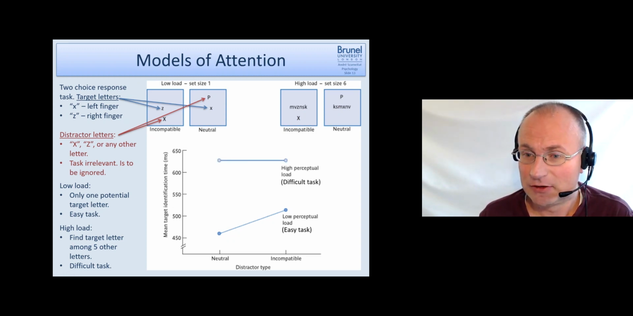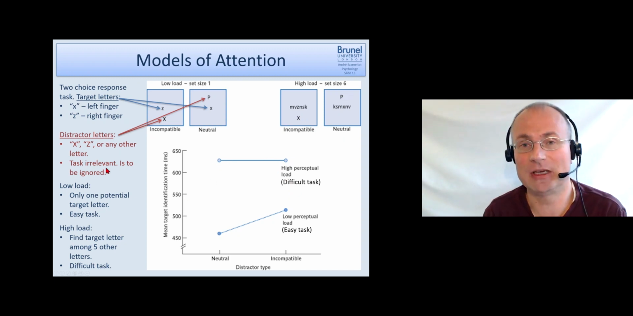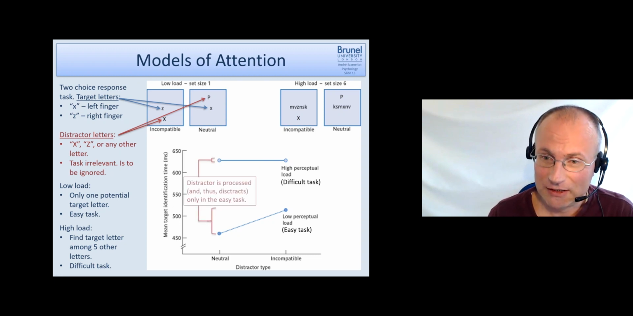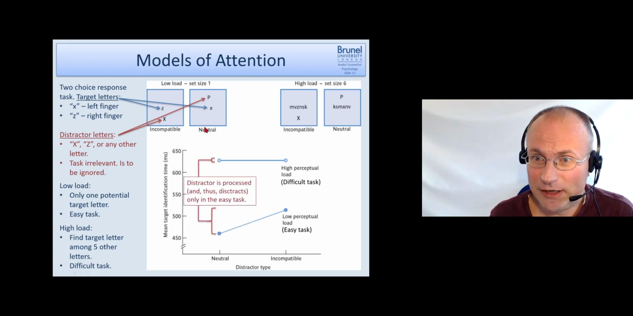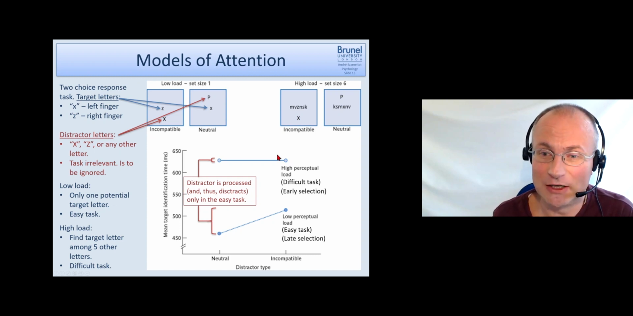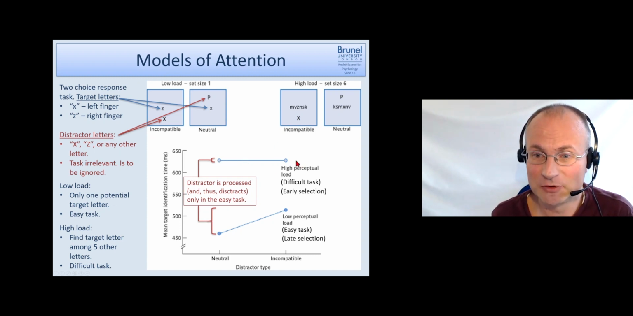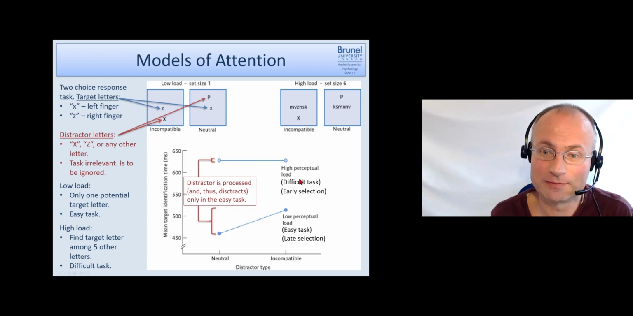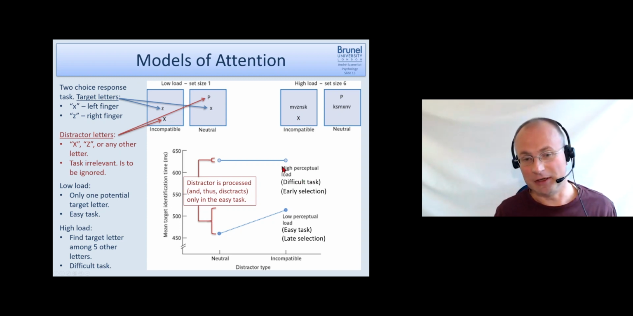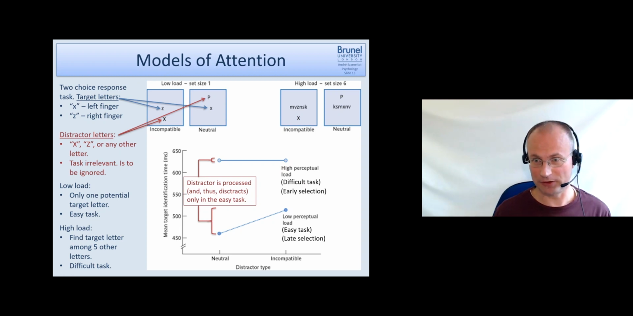And that's what she found. If you do the difficult task, the distractor has no effect anymore. Whether the distractor, this X, is incompatible or whether it's neutral doesn't matter. You find the same response times. So this shows that the distractor is processed only in the easy task, and therefore the argument is that's late selection, but it's not processed and not affecting response times, it's not distracting in the difficult task. And that is a very strong and nice and neat support for this load theory.